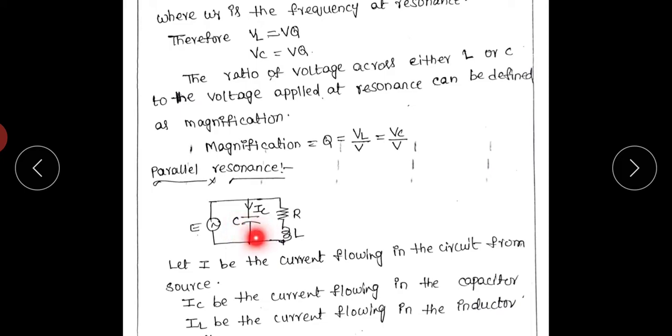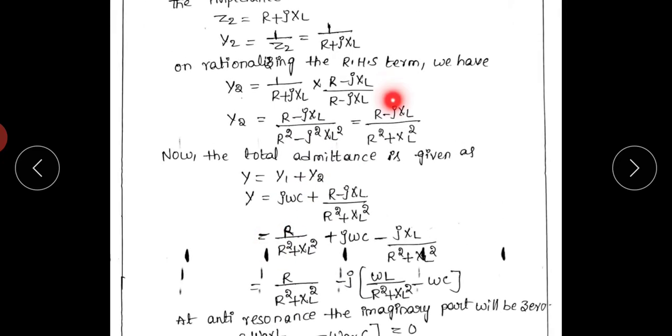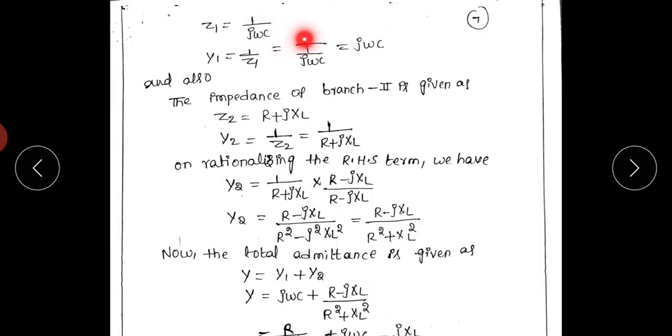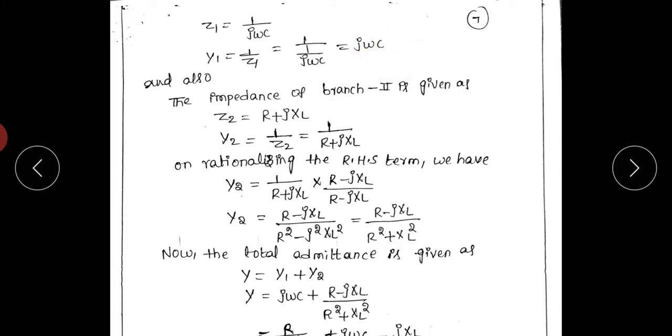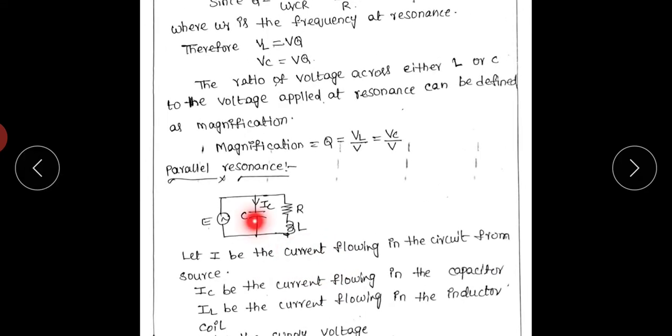This is the first branch. Here the first branch has only a capacitor. So we know the capacitor reactance equals XC. So Z1 equals XC and XC equals 1 by j omega C. Admittance equals 1 by impedance. Y1 equals 1 by Z1, so it equals 1 by (1 by j omega C), which equals j omega C. This is the first branch admittance, Y1.